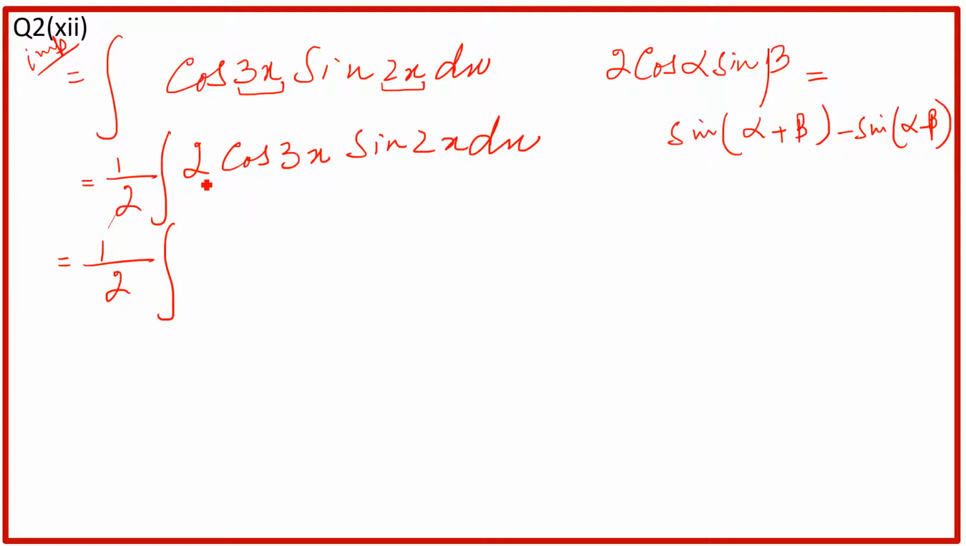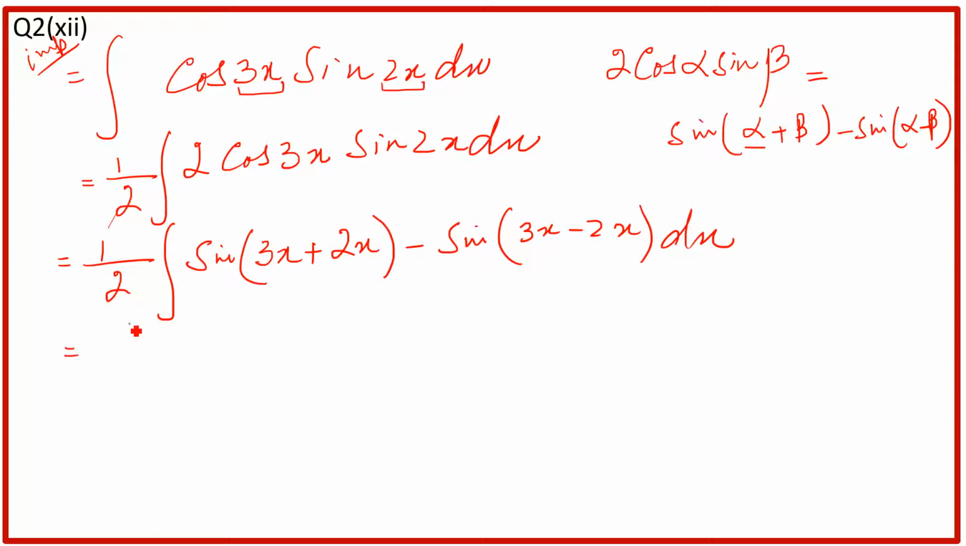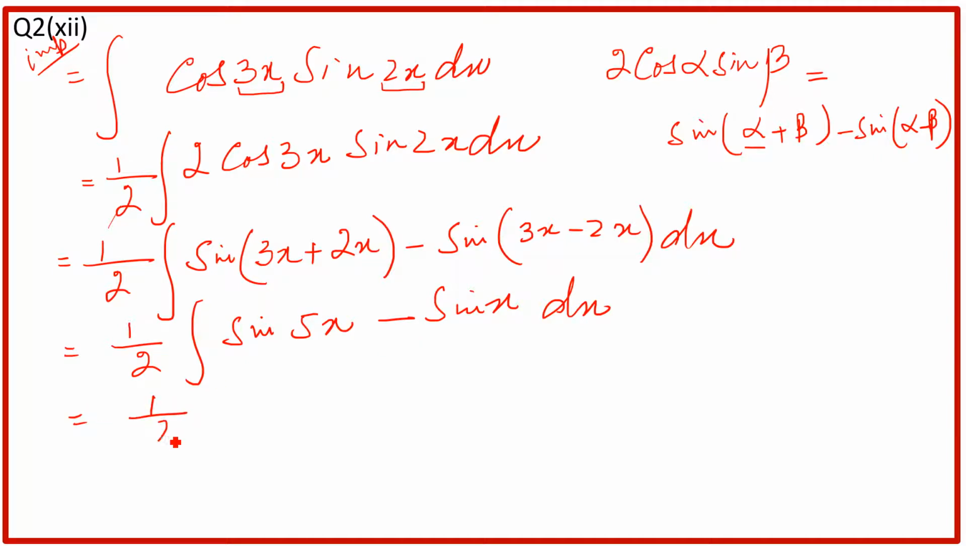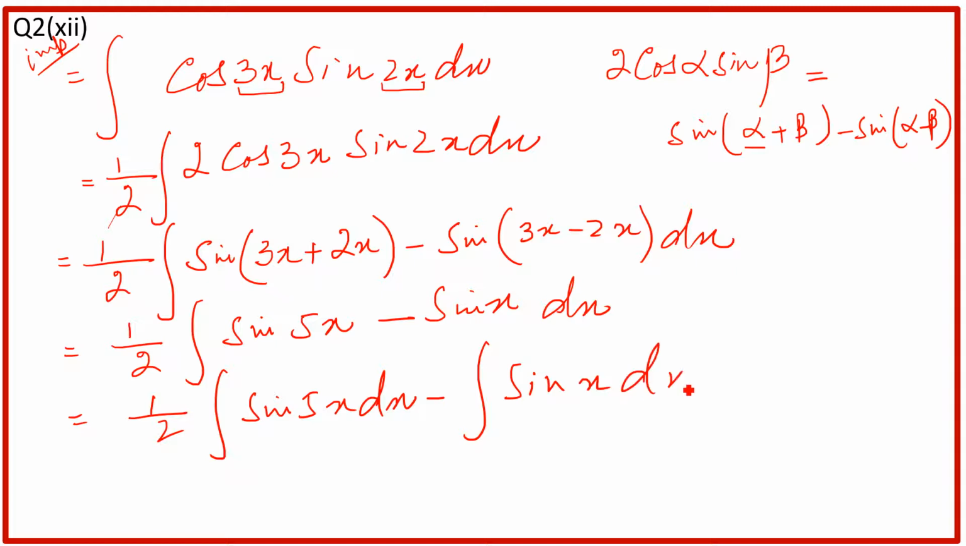Just expand this. Now it is 2 cos of alpha sine of beta, so it is equal to sine of alpha plus beta, where alpha is 3x and beta is 2x, minus sine of 3x minus 2x, dx. We will simplify here: sine of 5x minus sine of x dx. Now we have two terms. We will integrate separately: integral of sine of 5x dx minus integral of sine of x dx.